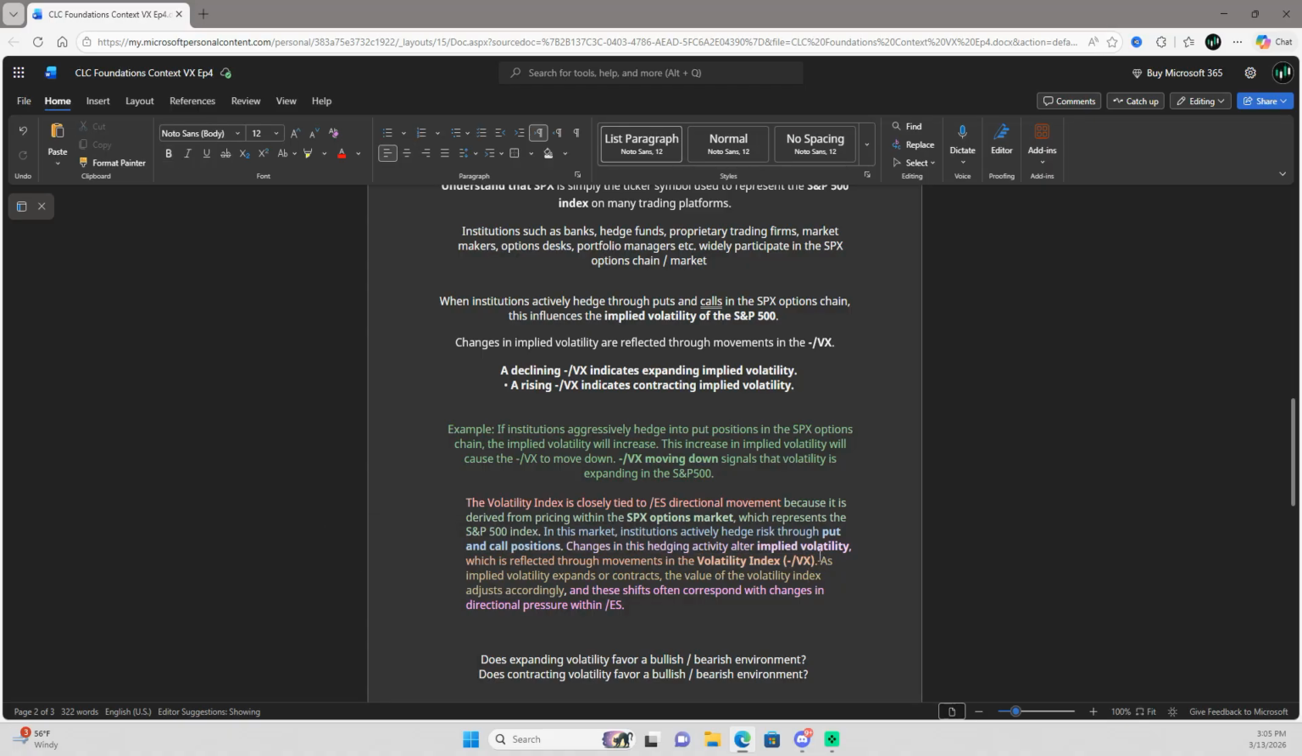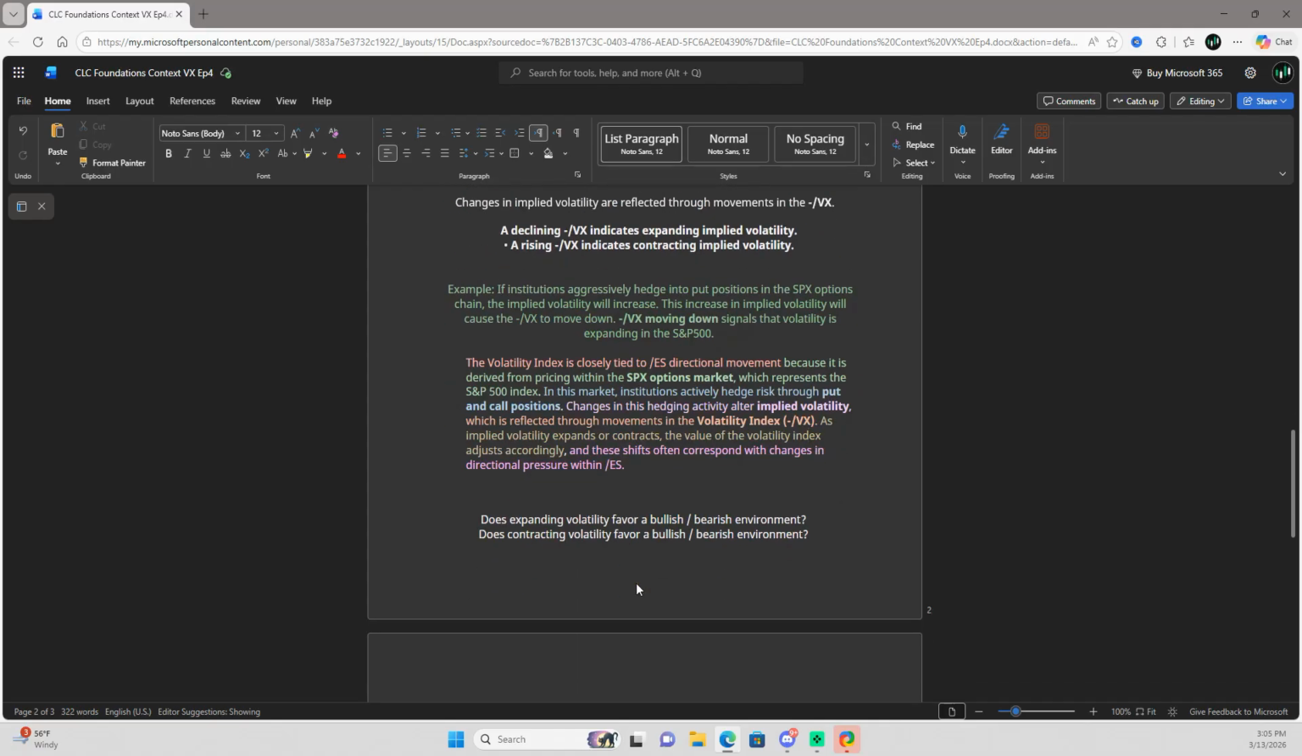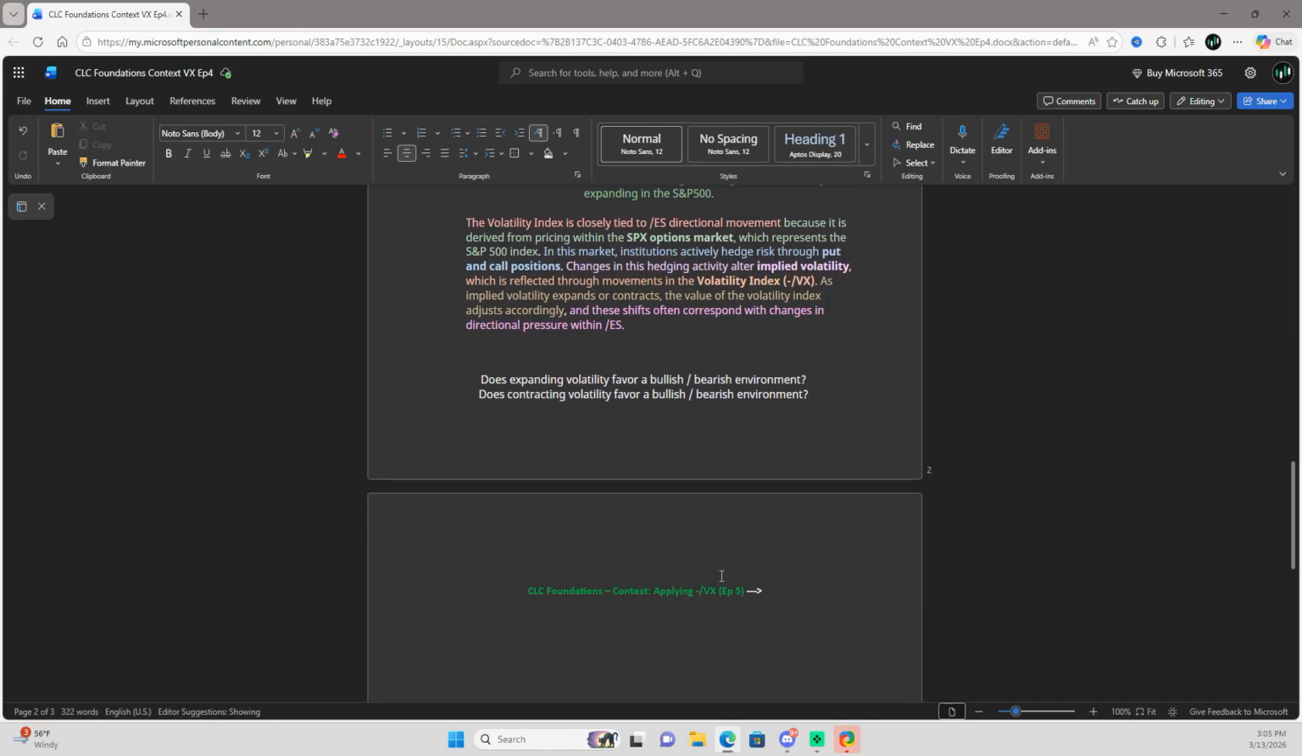As implied volatility expands or contracts, the value of the volatility index will adjust accordingly. It will move up or down or sideways, and these shifts will often correspond with changes in directional pressure within ES. So again, we're going to get into whether expanding volatility favors a bullish or bearish environment, and whether contracting volatility favors a bullish or bearish environment. That will be video 5.